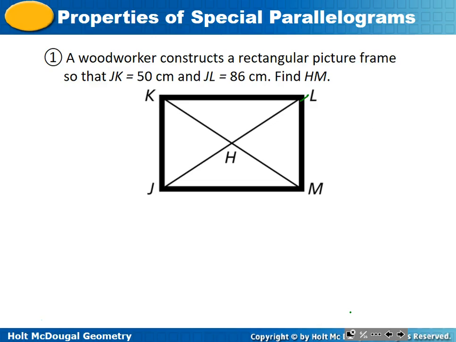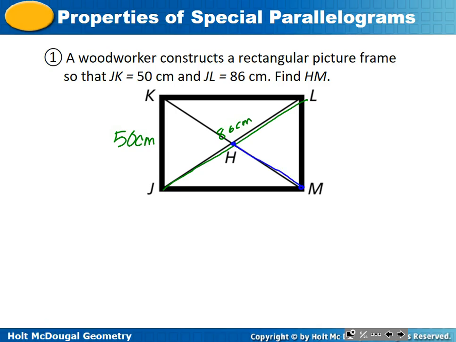All right, so now let's work some problems. It says in number 1, a woodworker constructs a rectangular picture frame so that JK is 50 centimeters and JL is 86. So I'm going to go ahead and label JK over here 50 centimeters. And it tells me that JL, that's this diagonal right here, is 86 centimeters. It tells us to find HM, so we're looking for HM from here to here.